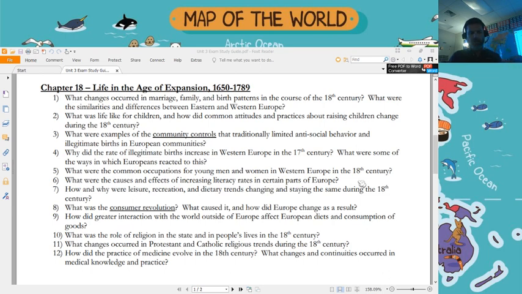So, let's see. So actually that kind of explains number 4. So let's jump to number 5. So common occupations for young men and women in Western Europe in the 18th century.